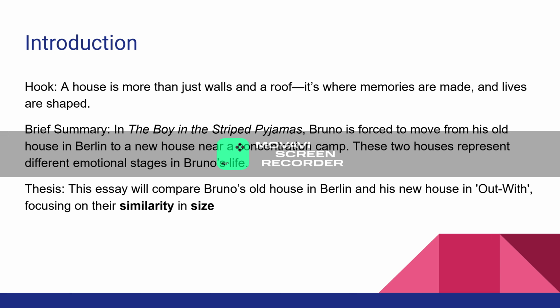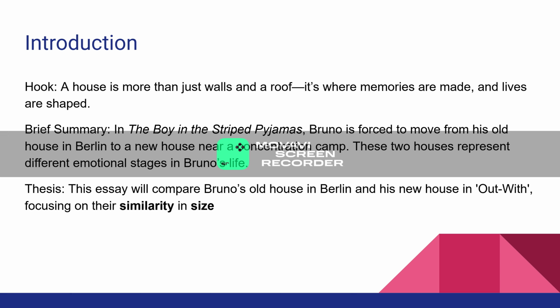As already stated, a hook starts with an interesting opening statement that captures the reader's attention, and it has to be based on the general idea of the question. The question is about Bruno's old house and Bruno's new house. So, I'll be presenting a general statement about a house. Look at the example over here. A house is more than just walls and roof. It's where memories are made and lives are shaped. It's a general idea about the question, which is the house.